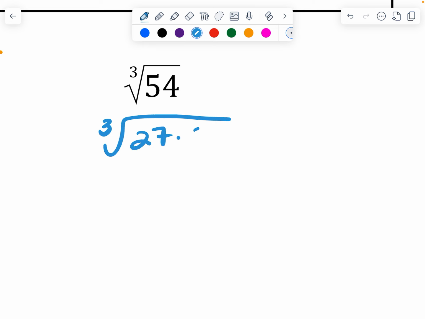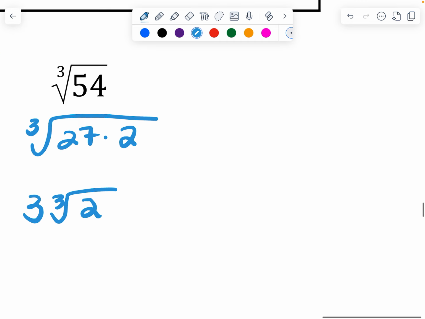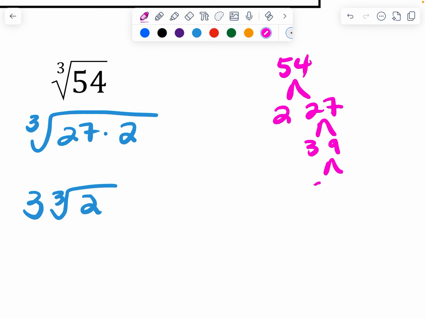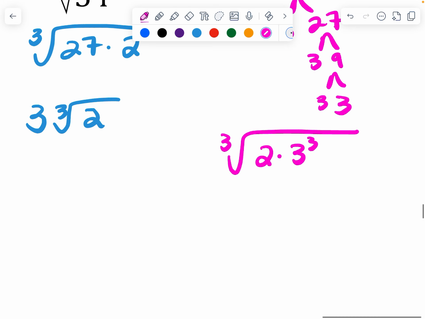27 is a perfect cube times 2. So that would be 3 times the cube root of 2. Now, if you want to do it the longer way, which is perfectly fine, I know 2 goes into that 27, 3 goes into that 9, 3, 3. So if I had the cube root of 2 times 3 to the 3rd, you're still going to end up with the same answer. It doesn't matter which of the two ways you do it. Okay?